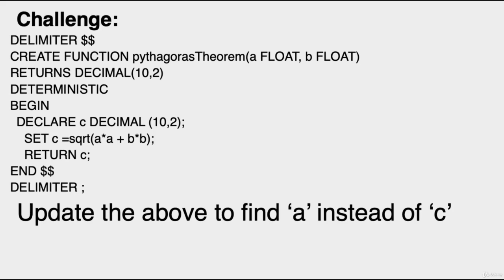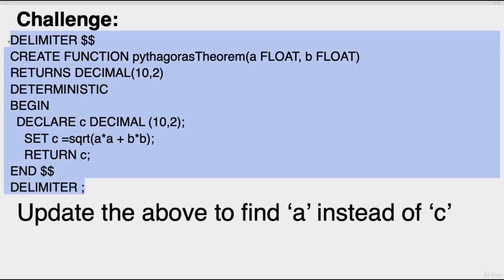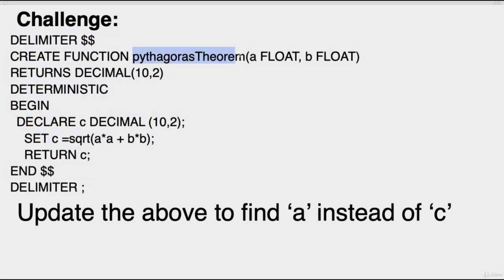Update the above to find A instead of C. You already used this, which we did for Pythagoras theorem. The question is now saying, instead of finding C here, we should update this to find A. That means we have to reverse it. So what we are saying is this.